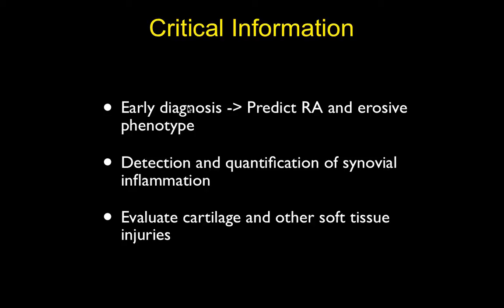And though it's controversial in the United States, it's pretty well established in Europe that MR can be helpful in defining and diagnosing early rheumatoid arthritis, and I'll explain how in a minute. It could also predict erosive phenotype, which is the phenotype that you need to treat with anti-inflammatory, with the biologic agents. Then MR can detect and quantify synovial inflammation, and it can evaluate cartilage and other soft tissue injuries.